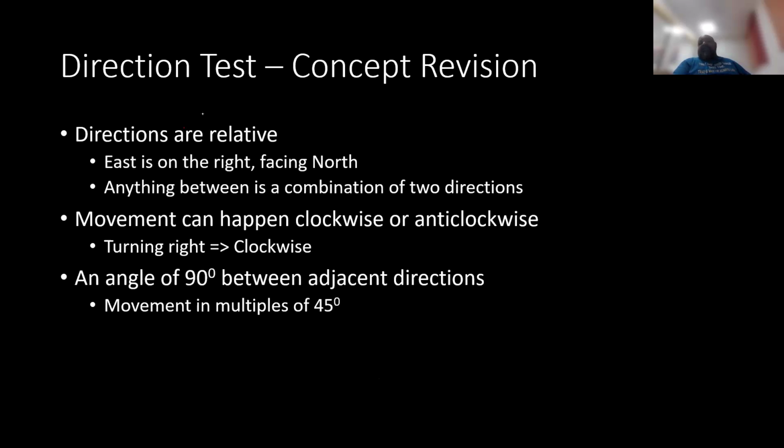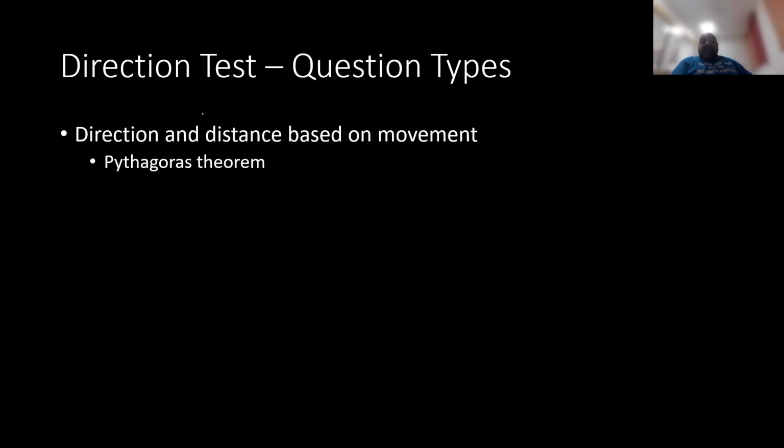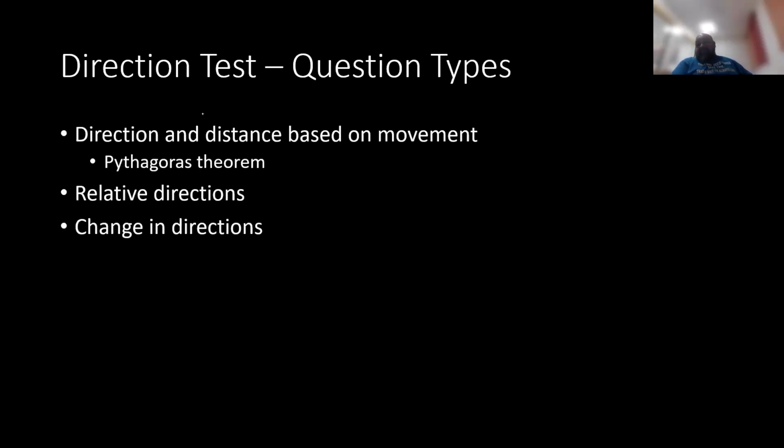Typically, in questions, movement happens in multiples of 45. Commonly asked questions will talk to you about direction or distance after movement. There could be questions on relative positions. There could be questions on faulty compasses. When we talk of distance or movement, we are talking about the straight line distance.